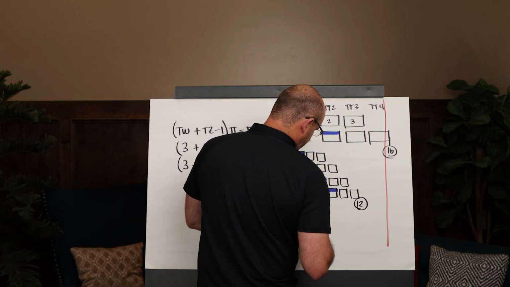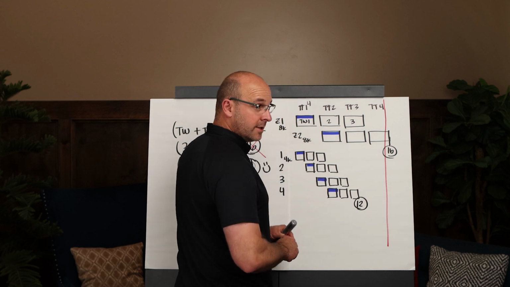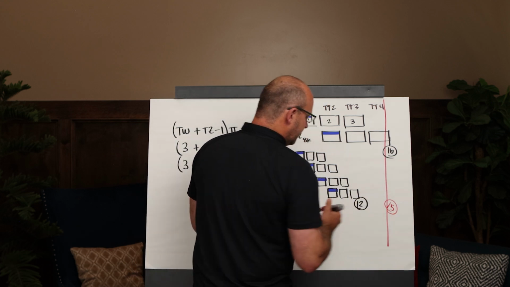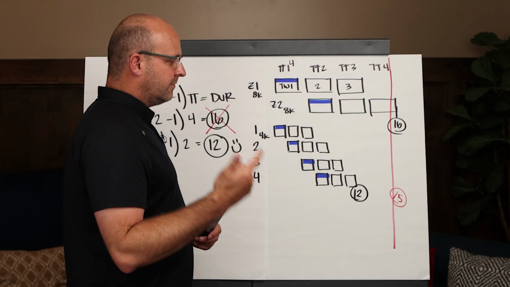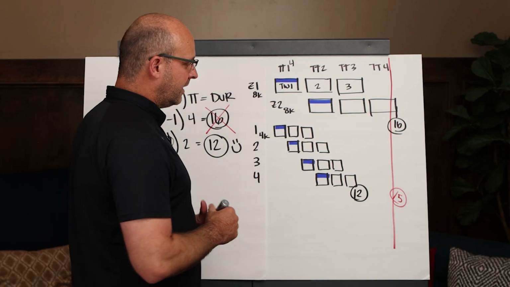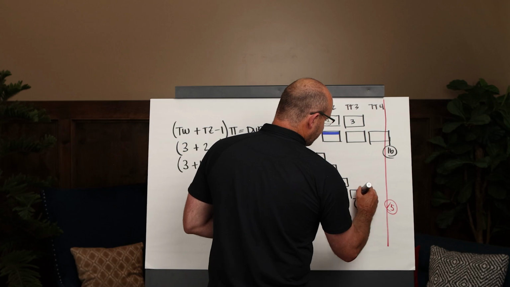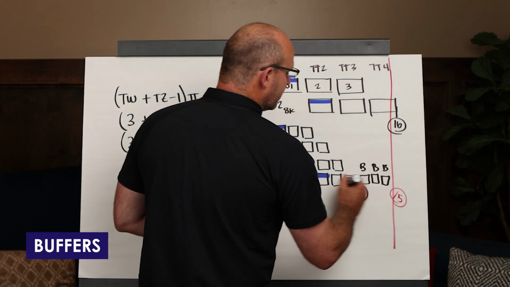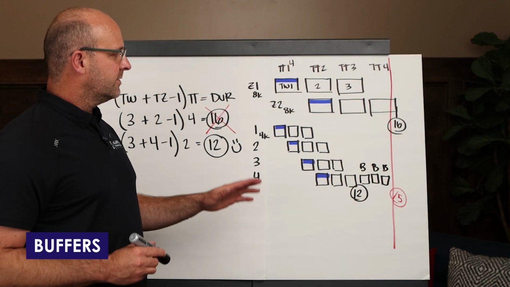So if the owner's target, I should keep the markings the same, and I should look at the camera more, is 15, then that means that we have 13, 14, 15, right? We should have 3 buffers here, okay? And the buffers are specifically to absorb interruptions and variation.